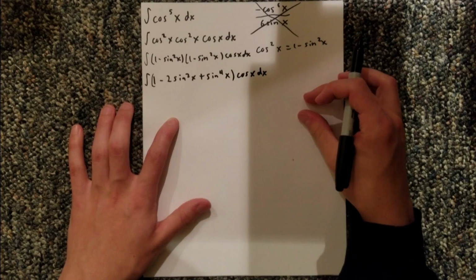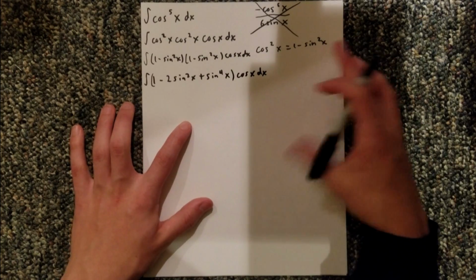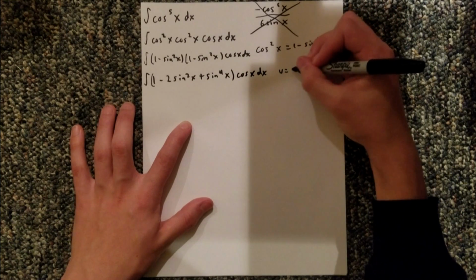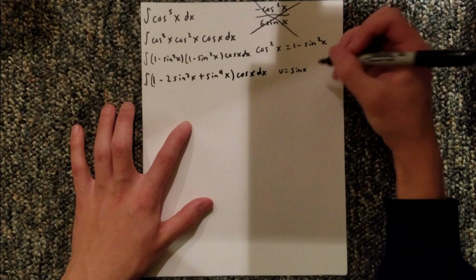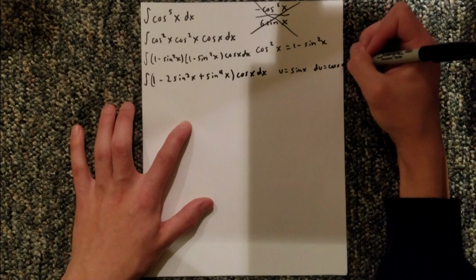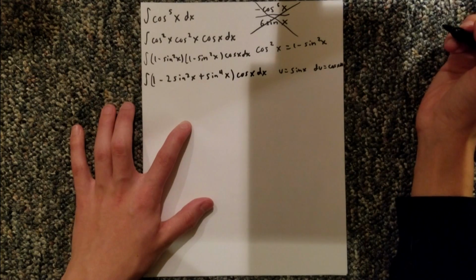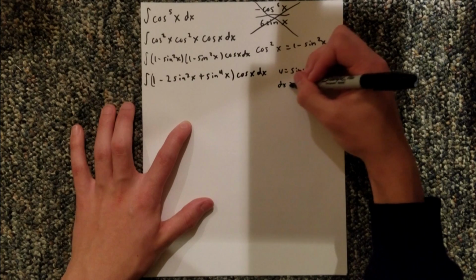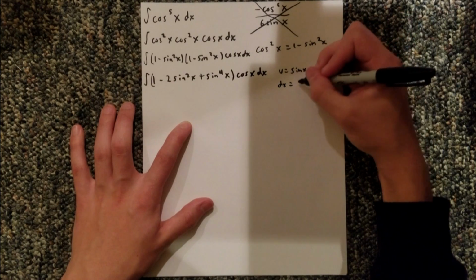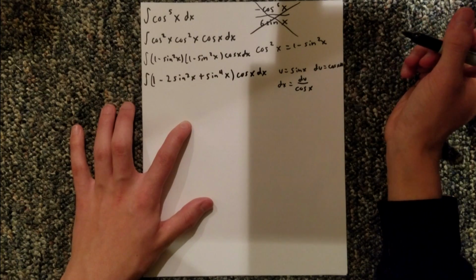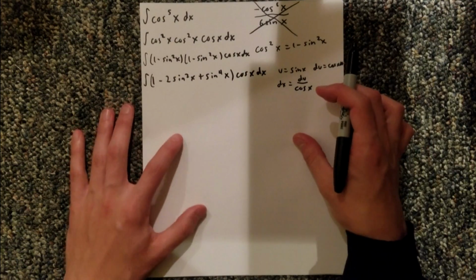Now what I'm going to do is a u substitution where my u is equal to sine x, so then my du equals cosine x dx, and so my dx equals du over cosine x. So I will sub all that in.